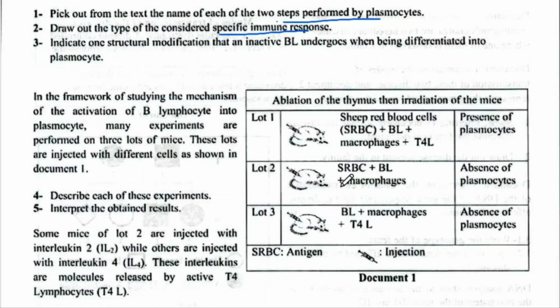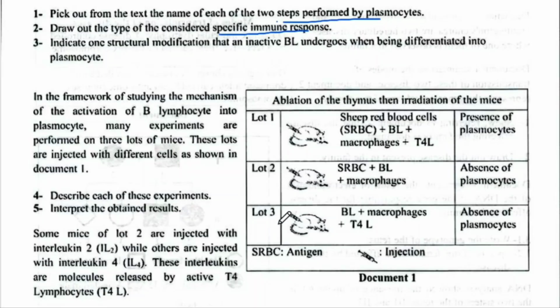So what's the difference between lot 2 and lot 1? The antigen is present in both lot 1 and lot 2. The same for B lymphocyte and the same for macrophage. T4 lymphocyte is absent in lot 2. So because T4 lymphocyte is absent in lot 2, the result is absence of plasmacyte.